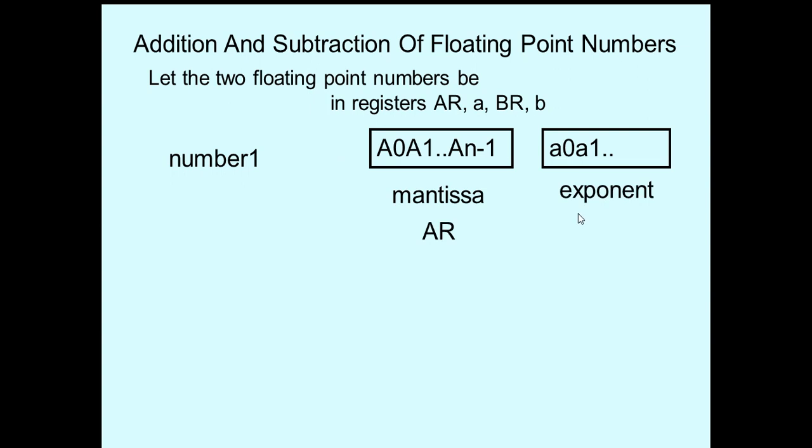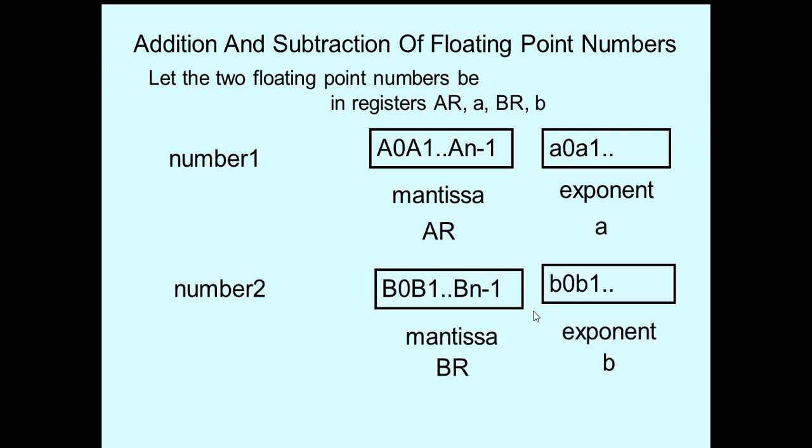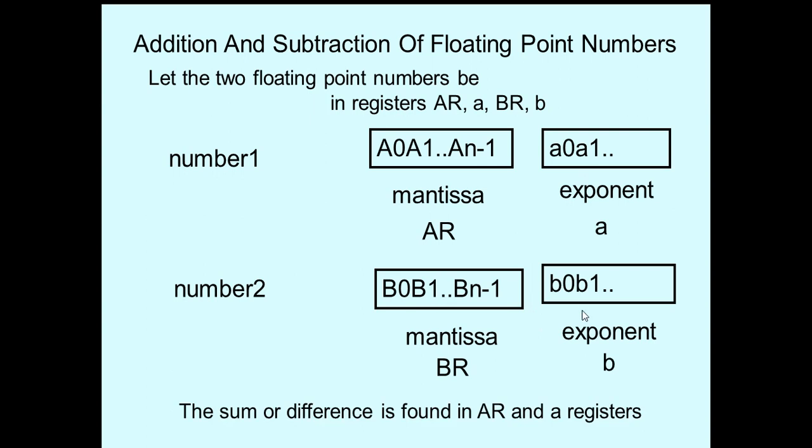Number one mantissa and then exponent. Like this we can store the values in the corresponding registers. Number one's mantissa goes in AR and the exponent in A. Number two's mantissa goes in BR and the exponent in B. The sum or difference is found in the AR and A registers. After the operation is over, the result finally appears in the AR and A registers, same as our fixed point addition and subtraction operations.